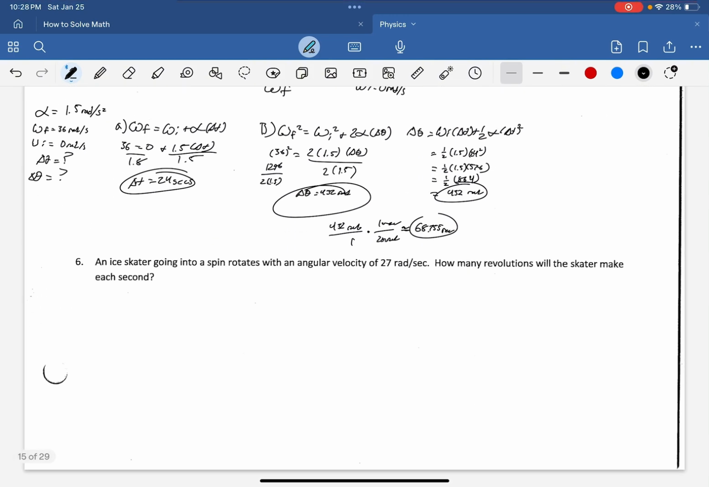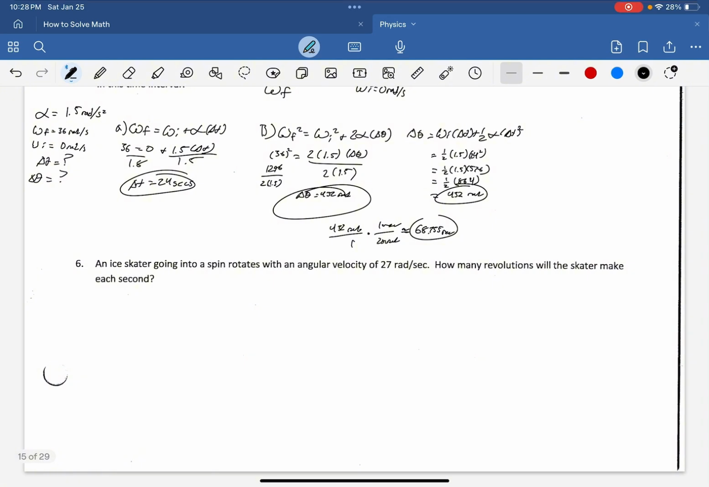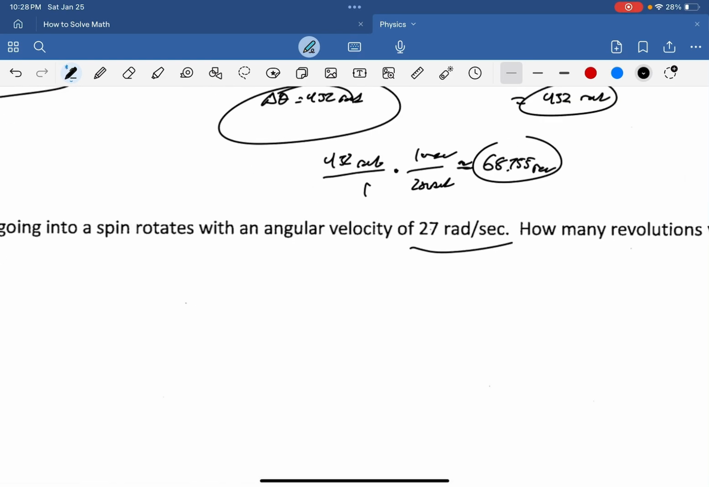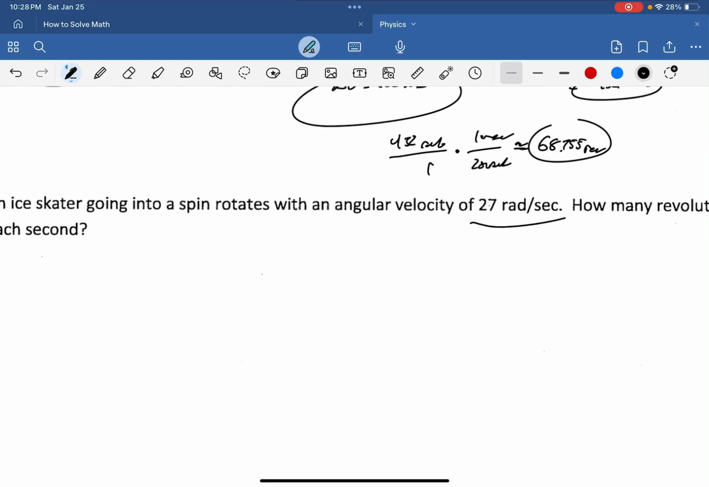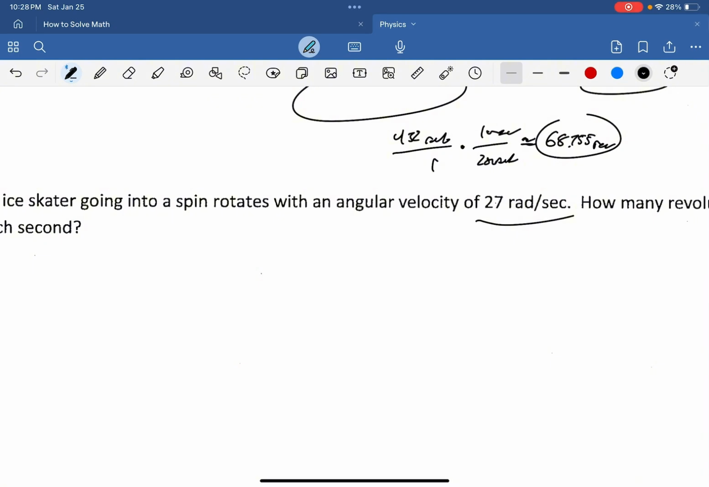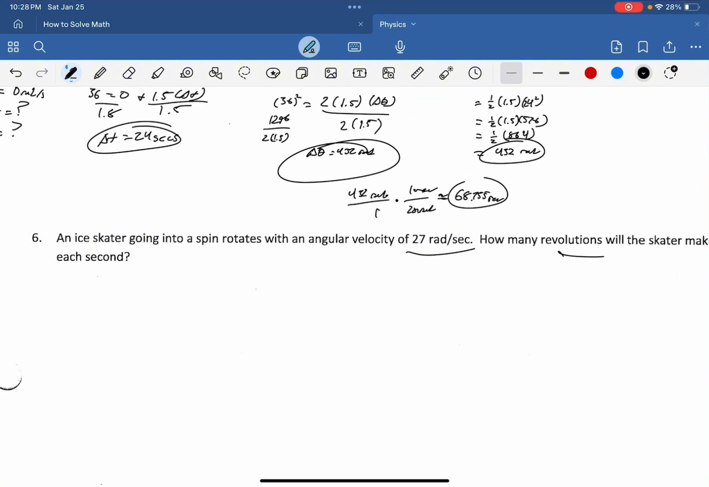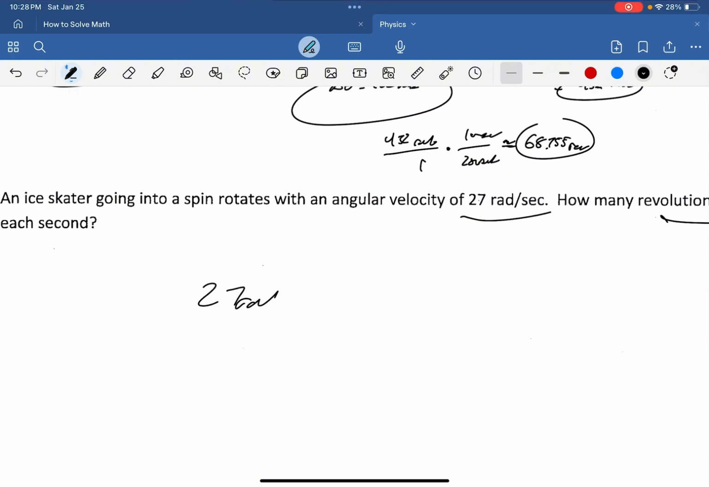Anyways, yeah. An ice skater going into a spin rotates with an angular velocity of 27 radians per second. How many revolutions will the skater make each second? So angular velocity, 27 radians per second. We want to convert this into revolutions. So it's just going to be 27 radians over 1 second times 1 rev divided by 2 pi rad.